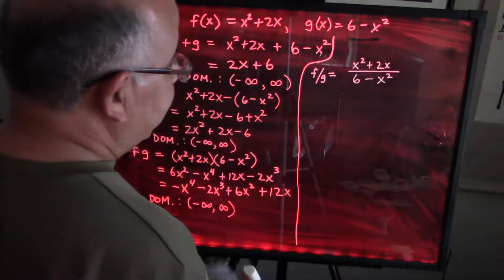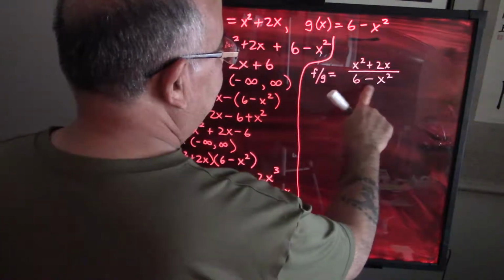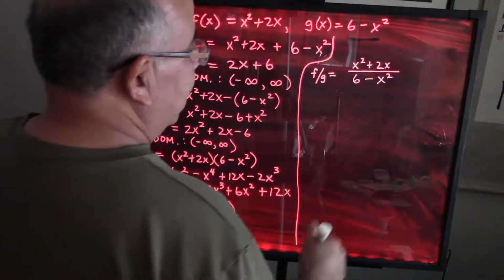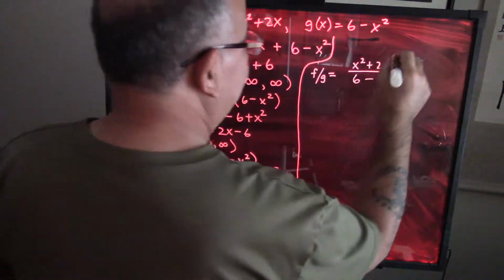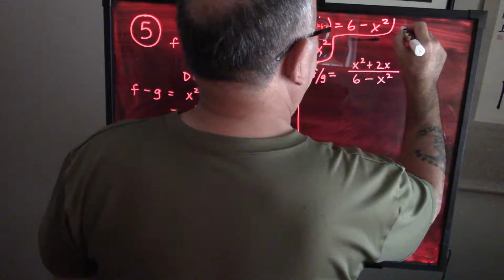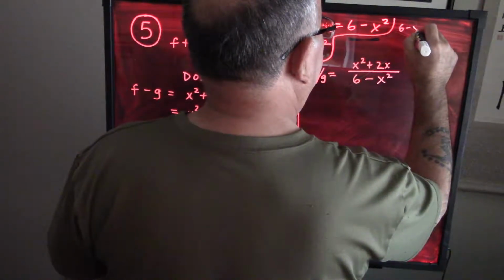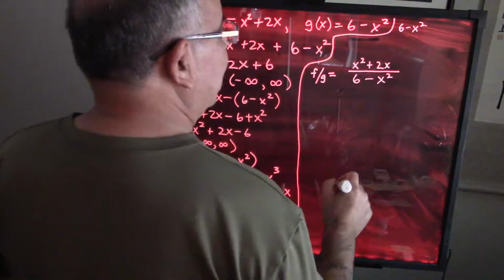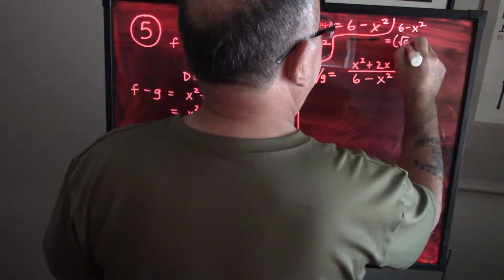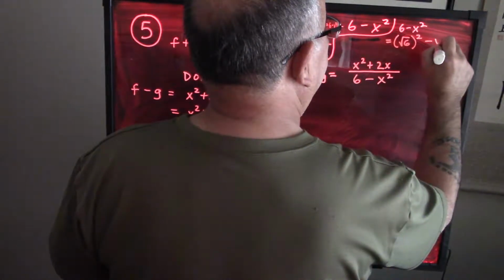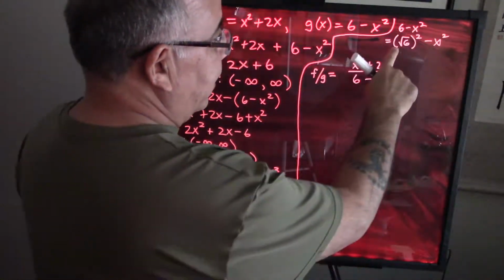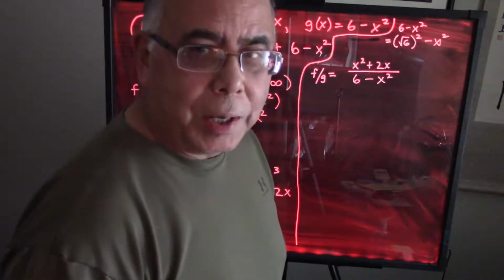Now if you want to quickly figure out what the domain is for the denominator, 6 minus x squared, you can write that as a difference of squares, believe it or not, because this is square root of 6 squared minus x squared. So you have a difference of squares, okay? So that's a squared minus b squared is a plus b, a minus b.